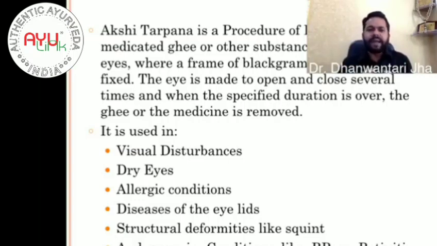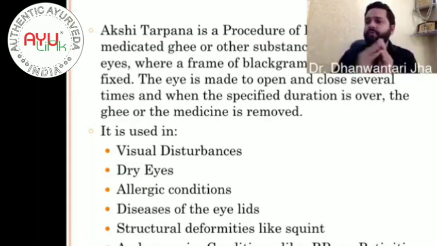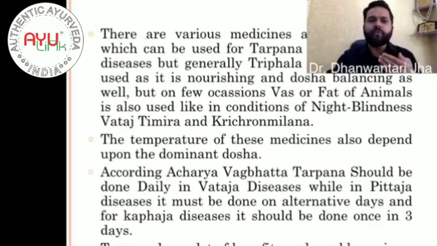It is used in visual disturbances, dry eyes, allergic conditions, diseases of the eyelids, structural deformities like squint, and even in conditions like RP, which is retinitis pigmentosa, to slow down the progress of the disease. These Netra Kriya Kalpas are not only useful in simple, treatable eye diseases like the visual disturbances in refractive errors, such as myopia or hypermetropia, but are also used in genetic and structural diseases where it is difficult or almost impossible to cure. As with RP, where there is continuous degradation of the eye, Ayurveda can help to slow down the progress of degradation.